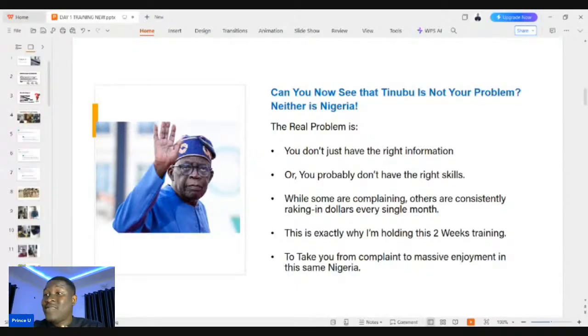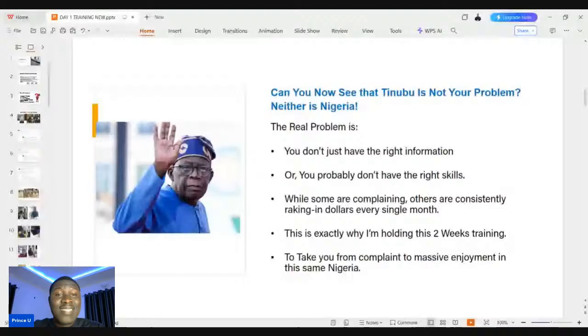Whatever you are facing right now, the reason you are in this class is because you really want change. And you must know that if change will ever come, you need to first tell yourself the truth. What I have on this slide is the truth. The truth is that your real problem is not Tinubu. Your real problem is not even Nigeria, because for the next 50 years, Nigeria does not have plans for us.